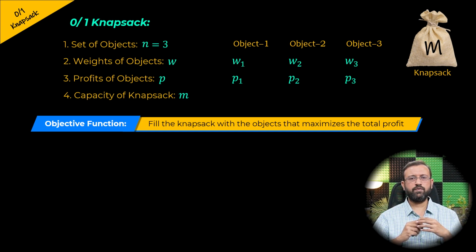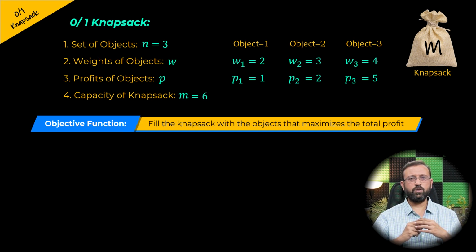Let us consider we have 3 objects. The weight W1 of object 1 is 2 and the profit P1 of object 1 is 1. The weight W2 of object 2 is 3 and the profit P2 of object 2 is 2. And the weight W3 of object 3 is 4 and the profit of object 3 is 5. All the weights and profits are considered to be positive values. Then let us consider the capacity M of the knapsack is 6.